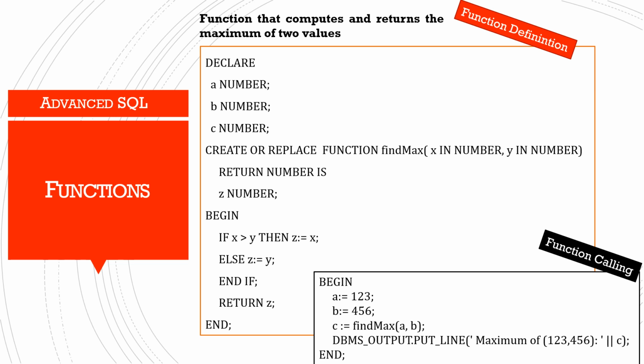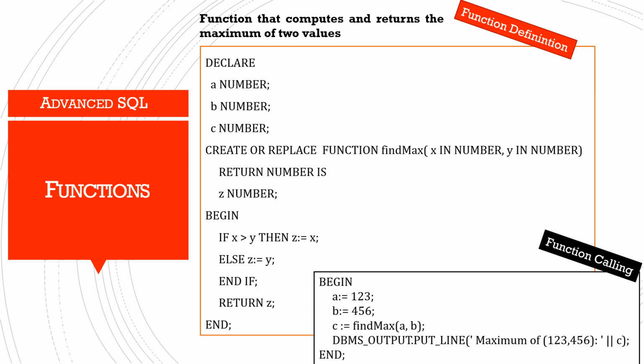Then, if you want to make use of this function that we just defined, we have to call that function. So how are we going to call the find_max function? Let us write some other code. We start with the begin, and we are assigning the values for A and B. A is equal to 123 and B is equal to 456.